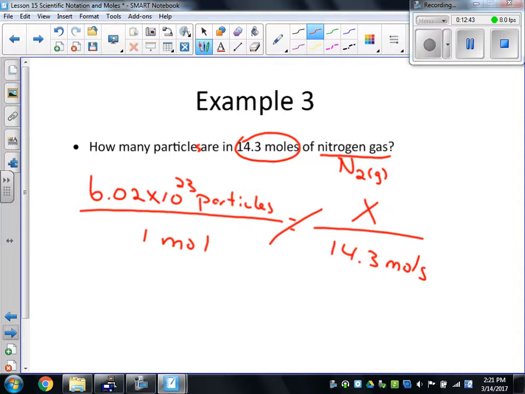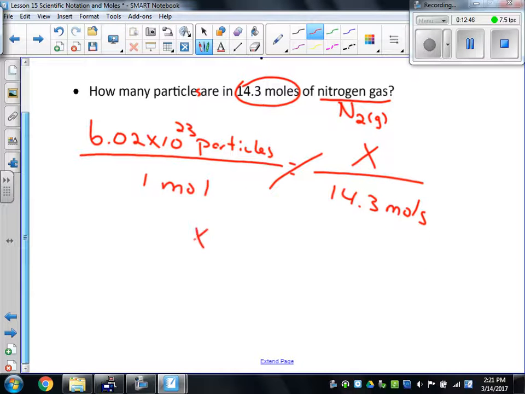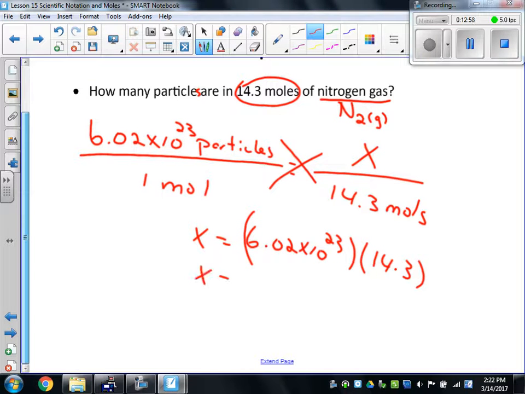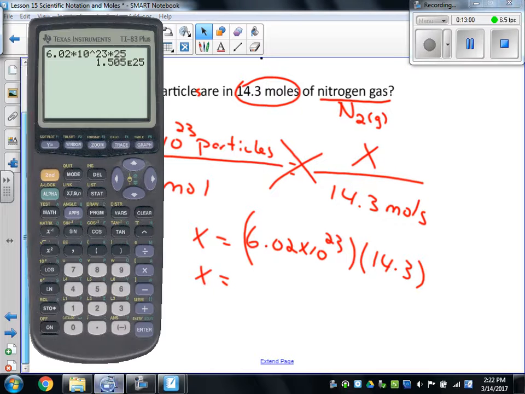I'm going to skip a little bit here. 1 times x is x, correct? 1 times x. And 6.02 times 10 to the 23 times 14.3. And if I do that, once again, I'll have to do that on the old calculator here. 6.02 times 10 to the 23 times 14.3 gives 8.6086 times 10 to the 24.